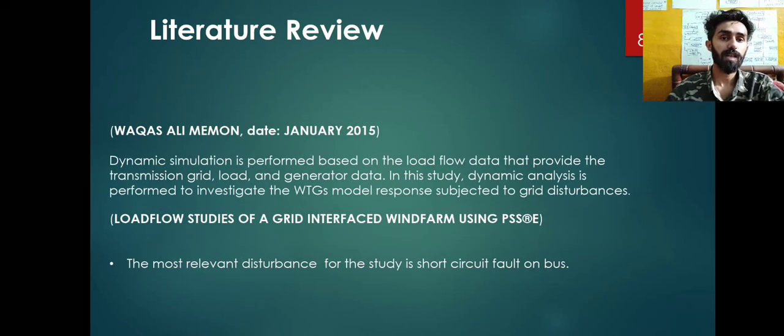We know that the dynamic simulation is performed based on the load flow data that provides us the transmission grid load and generated data, in order to assess it and dynamically analyze it in the worst case scenarios, to portray the best picture. In this study, dynamic analysis is performed to investigate the WTG model's response to grid disturbances. The most relevant disturbance for the study is a short circuit fault on the bus.